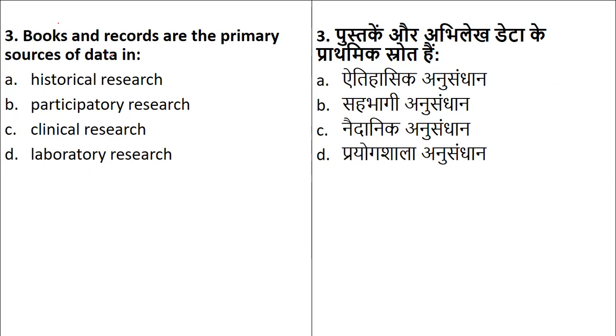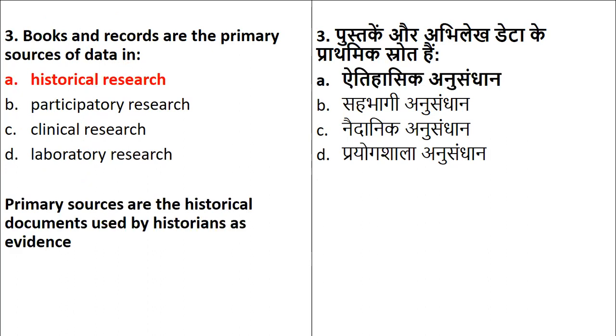Books and records are primary sources of data in what? So when we talk about books and records, they come under primary sources, whether with respect to historical, participatory, clinical, or laboratory research. Whether they are historical research, a part of participatory research, a part of clinical, or a part of laboratory research. So when we talk about books and records as primary sources of data, obviously they are historical in nature.